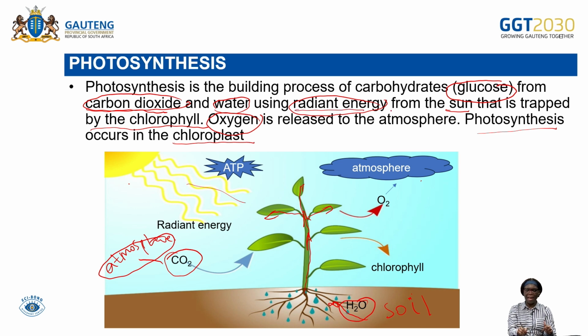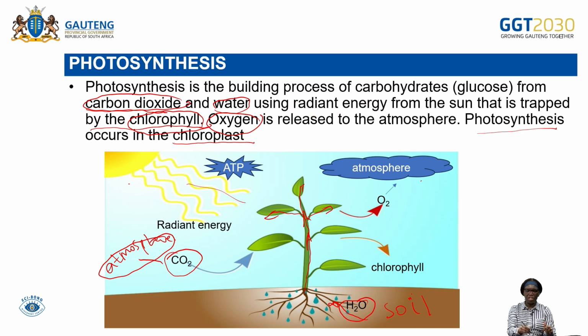Using radiant energy, and the radiant energy is from what? Is from the sun. They will be trapped by what? By the chlorophyll. What is a chlorophyll? Chlorophyll is a green pigment which is found in the organelle chloroplast.